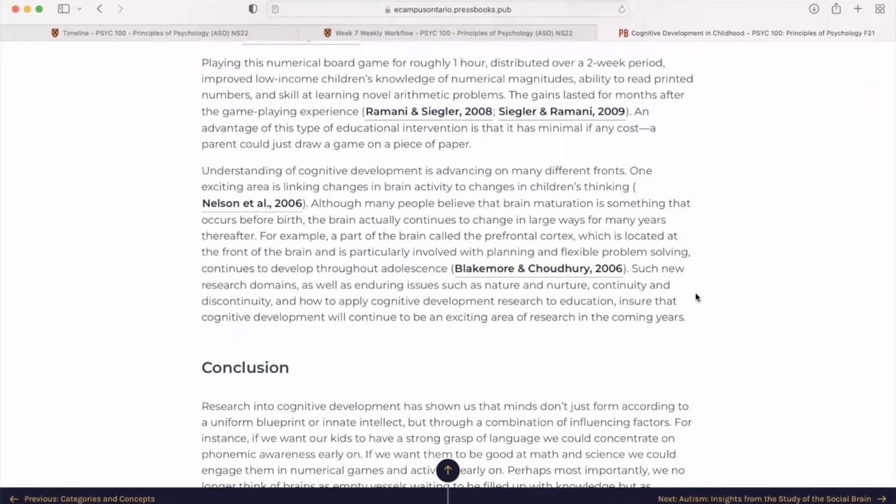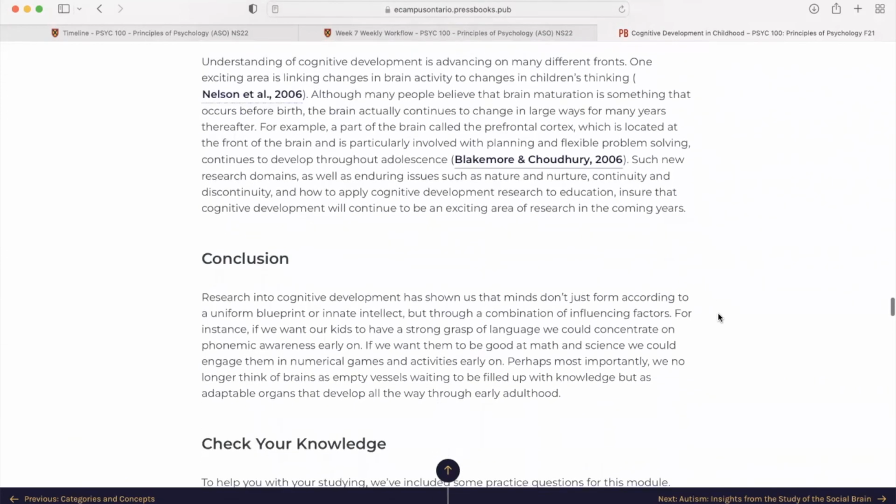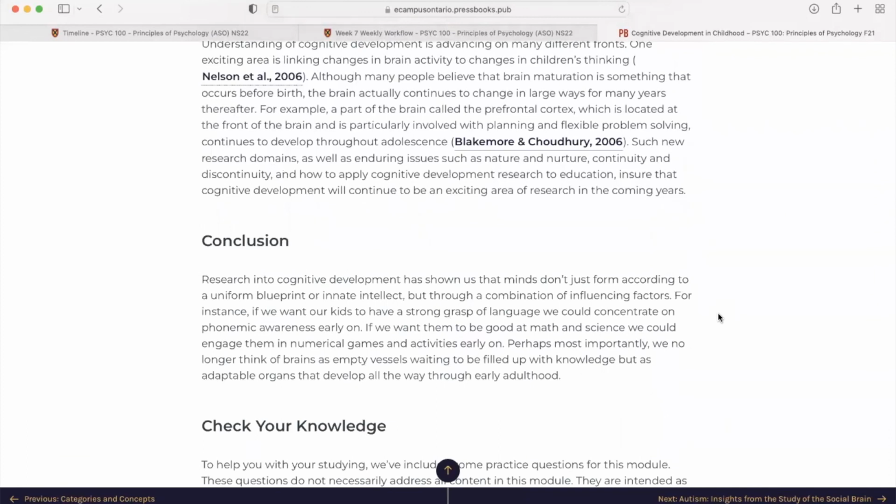Such new research domains, as well as enduring issues such as nature and nurture, continuity and discontinuity, and how to apply cognitive development research to education, ensure that cognitive development will continue to be an exciting area of research in the coming years. In conclusion, research into cognitive development has shown us that minds don't just form according to a uniform blueprint or innate intellect, but through a combination of influencing factors.